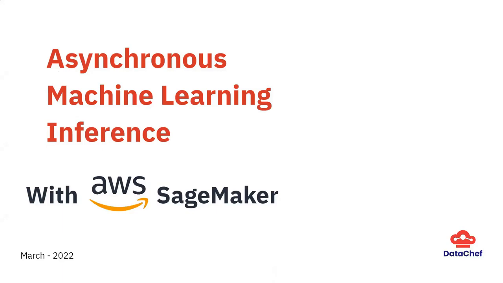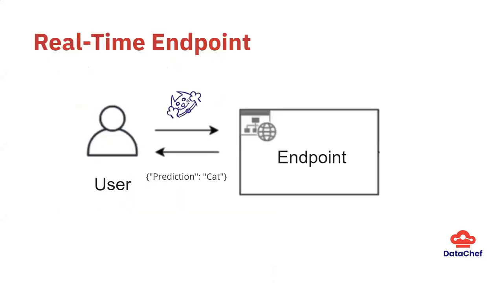Hi everyone. Today I'm going to talk about asynchronous machine learning inference with AWS SageMaker. So first of all, what is the difference between an asynchronous endpoint and a real-time endpoint?